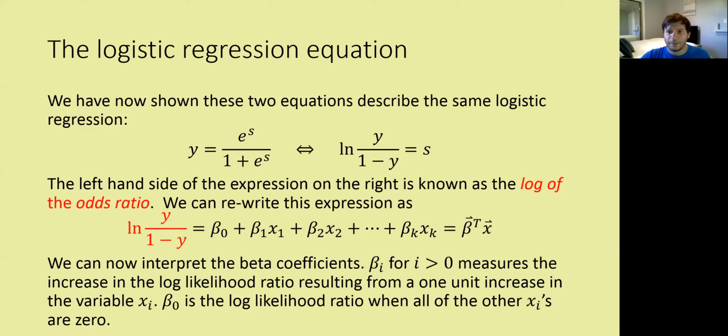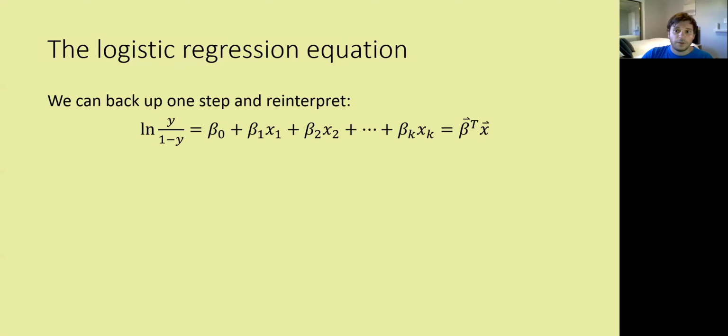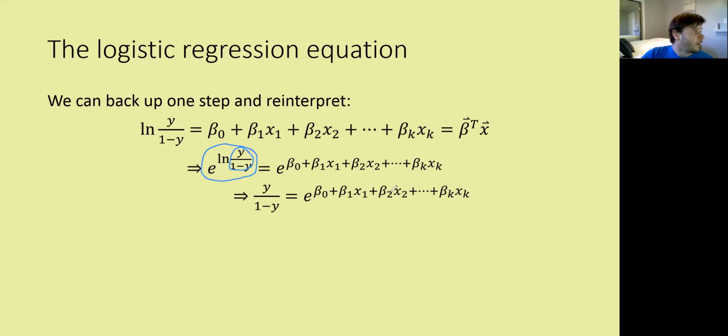Let's go ahead and think about backing up one step and working on some interpretation here. If we back up one step, let's raise both sides to the base e. Again, we mentioned earlier that e and the natural log function are inverses of one another. So when I take e to the natural log, we're just left with this y over 1 minus y term on the inside. And now on the right side, we have e to the signal. That whole term in the blue box is our signal s.